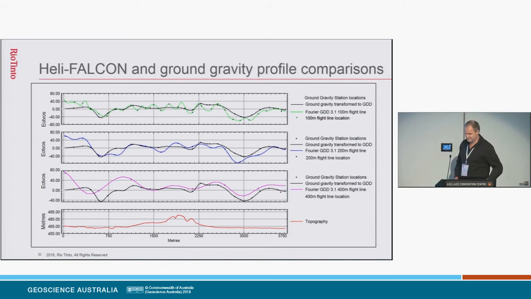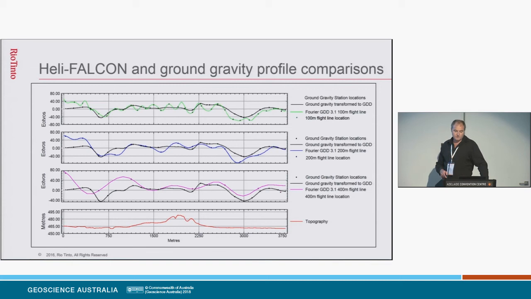Okay, my first plot. This slide provides an opportunity to evaluate the effect of AGG line spacing at Yanni Braid by comparing the original 100-metre line space data with reprocessed data at flight line spacings 200 and 400 metres.